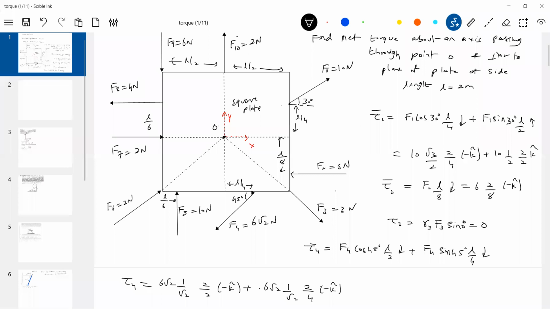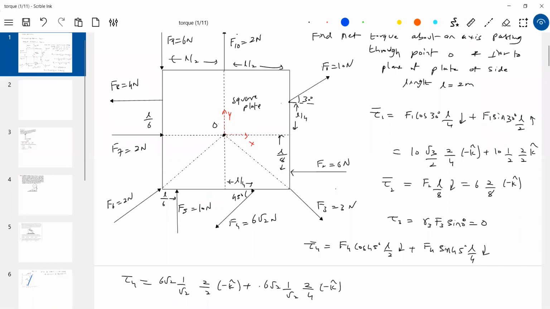Fi will be L by 6, so the remaining distance will be L by 2 minus L by 6. And how much will the perpendicular distance be? This one only. So writing this, Fi into L by 2 minus L by 6. And what is the sense? This will be clockwise. Clockwise means minus k cap.